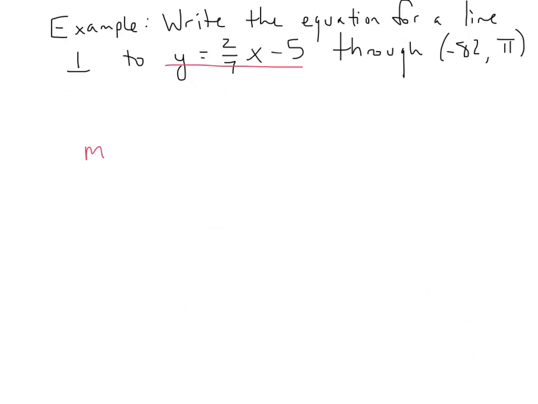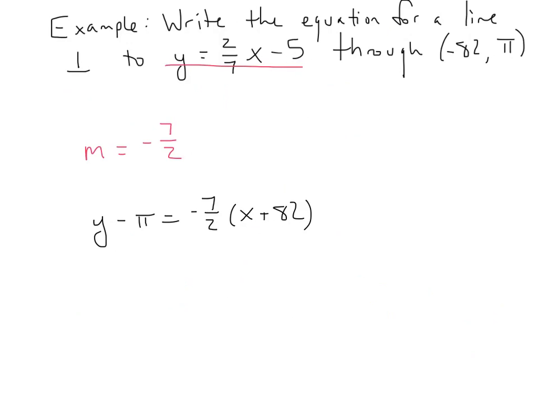So our new line is going to have slope m equals negative 7/2. Negative because we need the opposite sign, and 7/2 because we need the reciprocal. We flip that fraction. And so our equation then is just going to look like y minus pi equals negative 7/2 times the quantity x plus 82. And that's about all there is to it. So maybe this was actually easier than some of the previous examples.